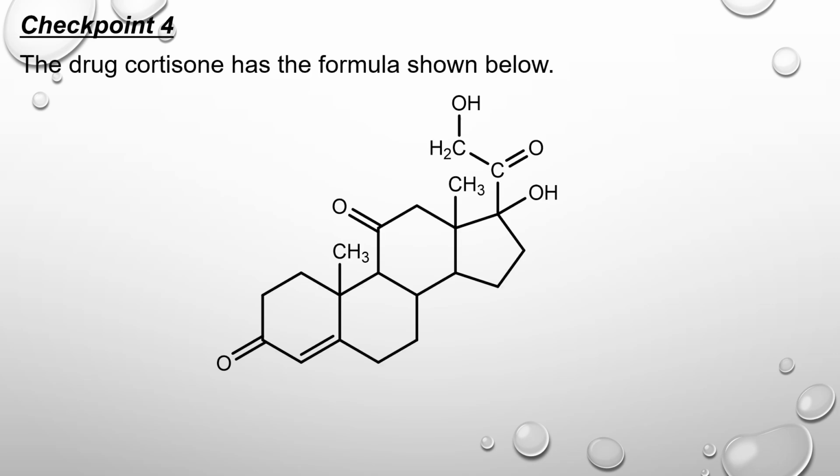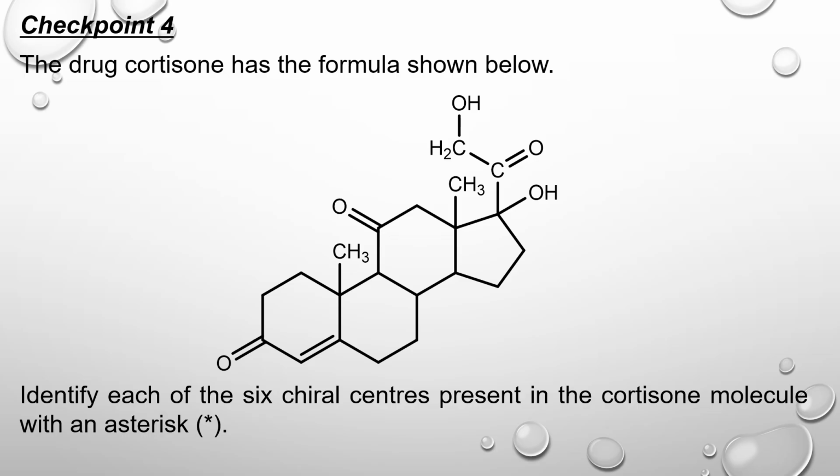Moving on, let's look at a particular compound. Please identify the six chiral centers. So I give you a clue, there are six of them. So please identify the six of them. Give you 2 minutes to do it. This is usually an MCQ question.